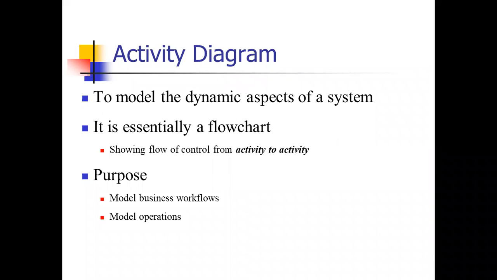Here, activity diagram is used to model the dynamic aspect of a system. At the start of the first sessions, we have seen that dynamic modeling. It is essentially a flow chart. Whenever you are writing any program or designing any software, you have seen how to draw the flow chart, the syntax of flow charts, the components or notation or elements of that flow chart. Activity diagrams are similar to that.